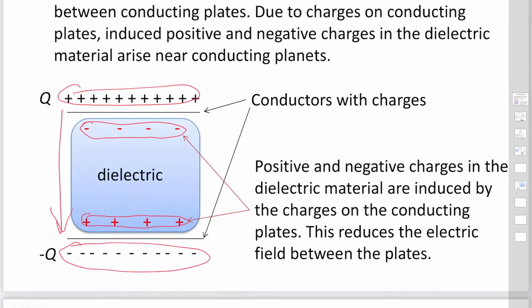Inside of the dielectric, positive charge and negative charge are induced. An electric field with the opposite direction is induced. So the total electric field is the sum of these two electric fields.